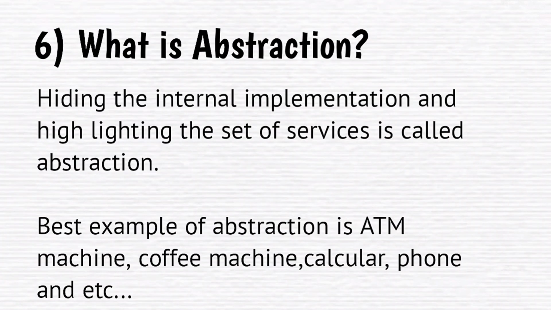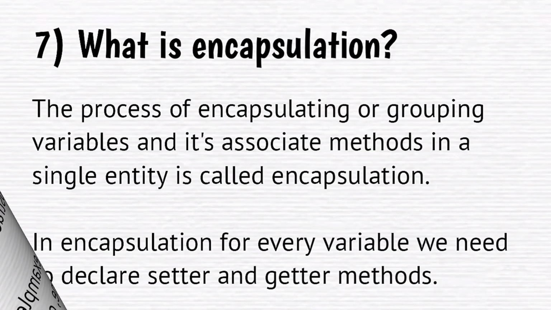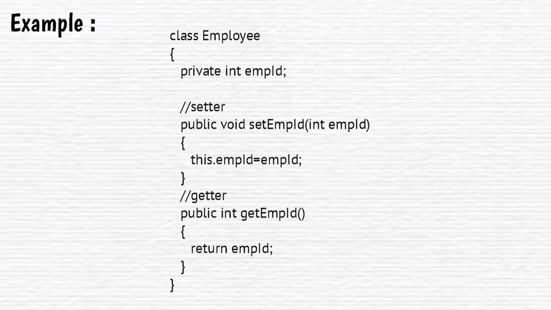What is abstraction? Hiding the internal implementation and highlighting the set of services is called abstraction. Best examples of abstraction are ATM machine, coffee machine, calculator, phone, etc. What is encapsulation? The process of encapsulating or grouping variables and its associated methods in a single entity is called encapsulation. In encapsulation, for every variable, we need to declare setter and getter methods.